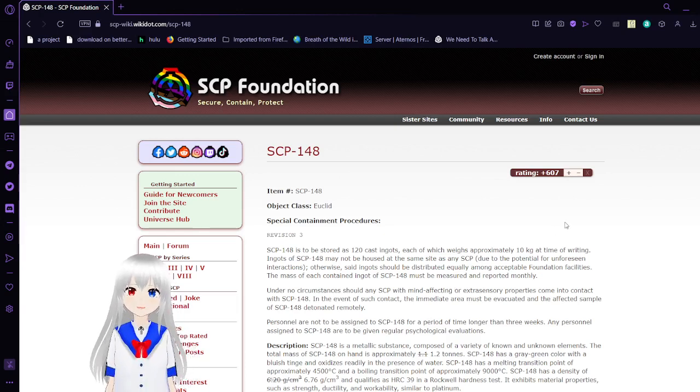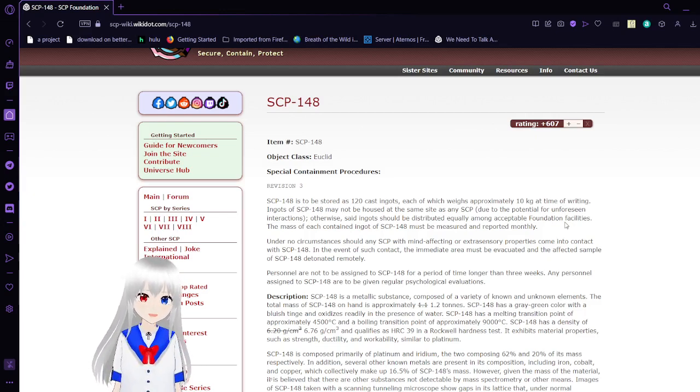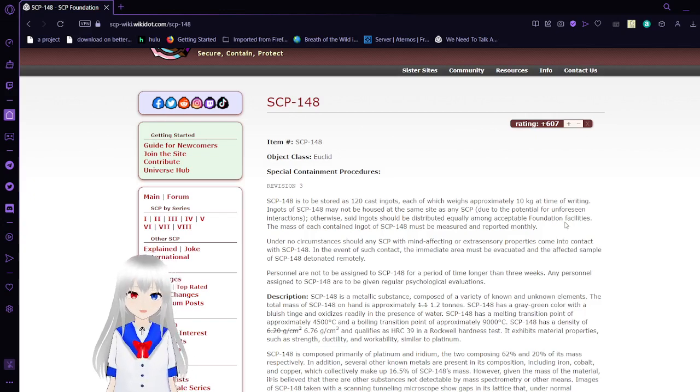Item number SCP-148, Object Class Euclid. Special Containment Procedures, Revision 3. SCP-148 is stored as 120 cast ingots, each of which weighs approximately 10 kilograms at time of writing. Ingots of SCP-148 may not be housed at the same site as any SCP due to the potential for unforeseen interactions. Otherwise, the ingots should be distributed equally among acceptable Foundation facilities.